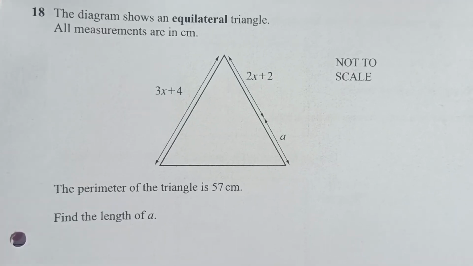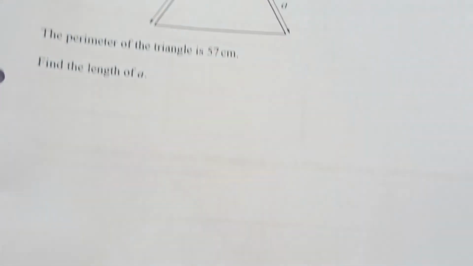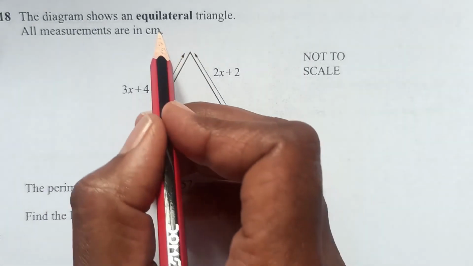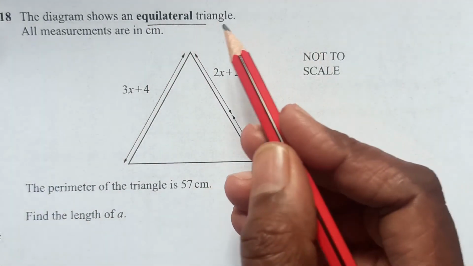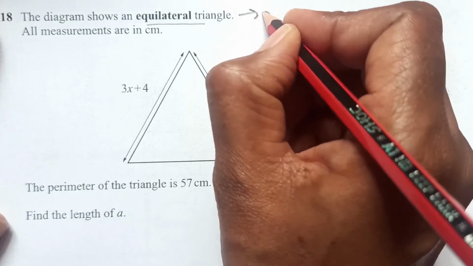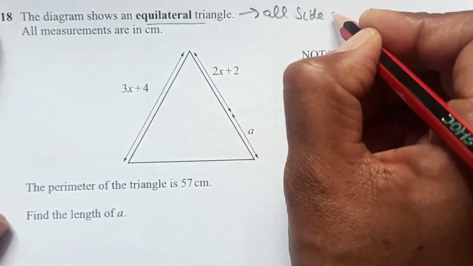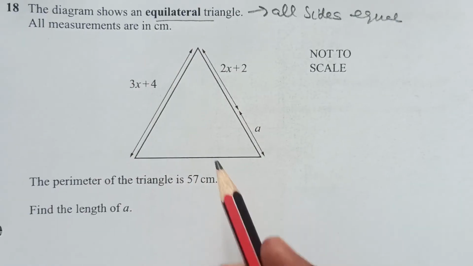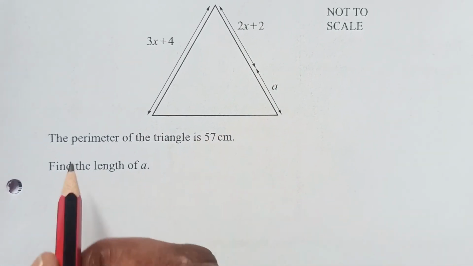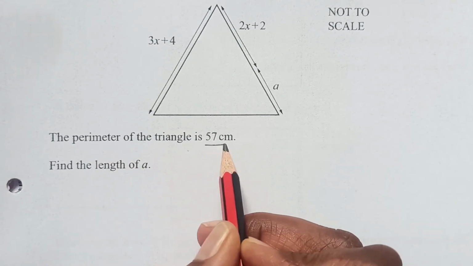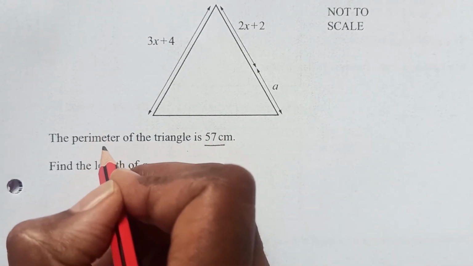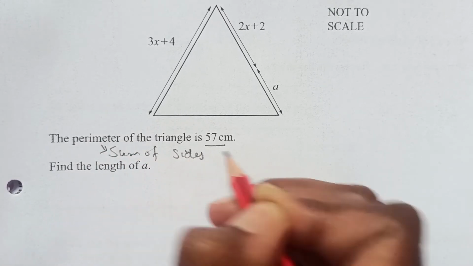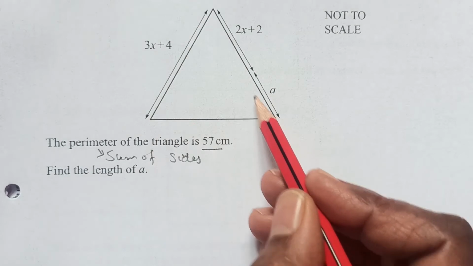So here we have a bit harder question. This is a question of 3 marks, right? The diagram shows an equilateral triangle. An equilateral triangle is a triangle having all sides equal, right? You know that. All measurements are in centimeters. We are given these measurements here. The perimeter of the triangle is 57. Now you know what perimeter is. Perimeter is the sum of sides, right? So we are going to add all these sides.